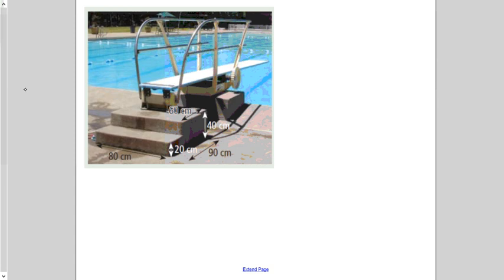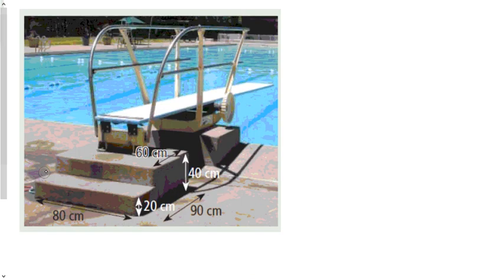Okay, I think I better put this on a different width here. Let me just change this for a second. Let's go page width. There we go.